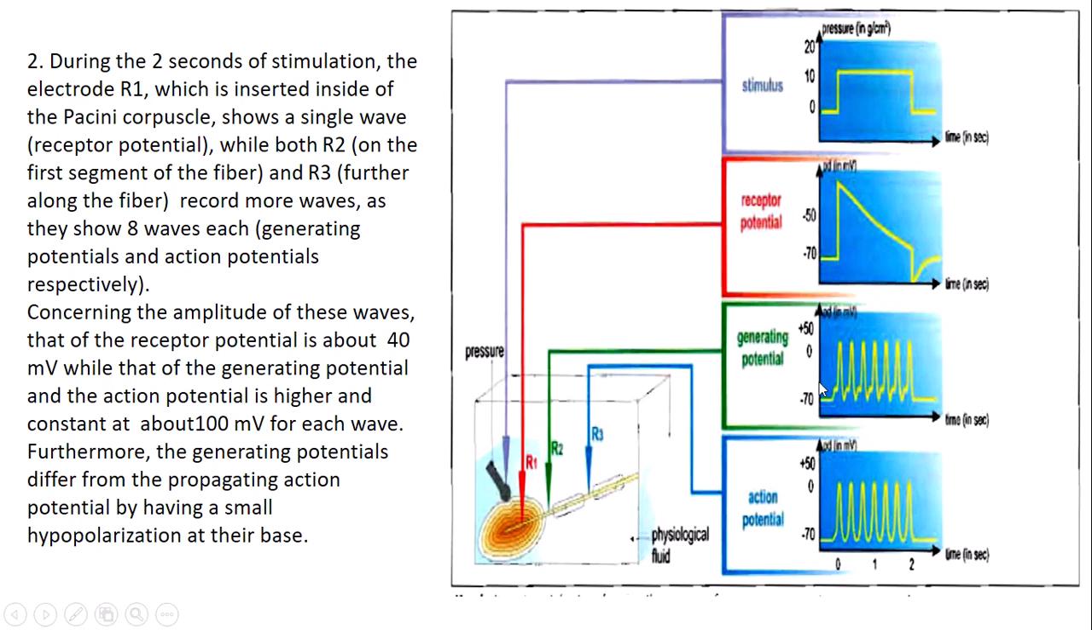What are the characteristics now of each wave? The receptor potential is a single wave, which is a graded potential, as we mentioned earlier. It has a variable amplitude and decreasing with time. The generating potential and the action potentials have a constant amplitude, and it's similar in both cases, but they differ in that the generating potential has a small hypopolarization wave at its base.